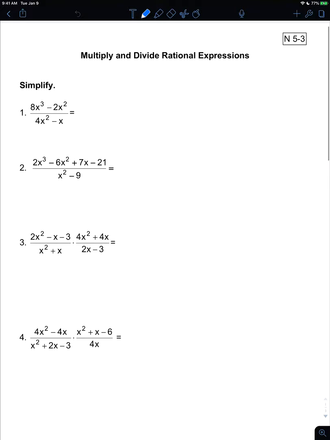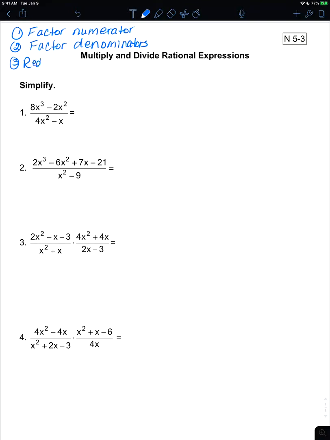So we want to make it easy, and we're going to say we are going to factor the numerator. And if there's more than one numerator, like in multiplication or division, we're going to factor each one. Then we're going to factor our denominators. Then we're going to reduce any common factors.